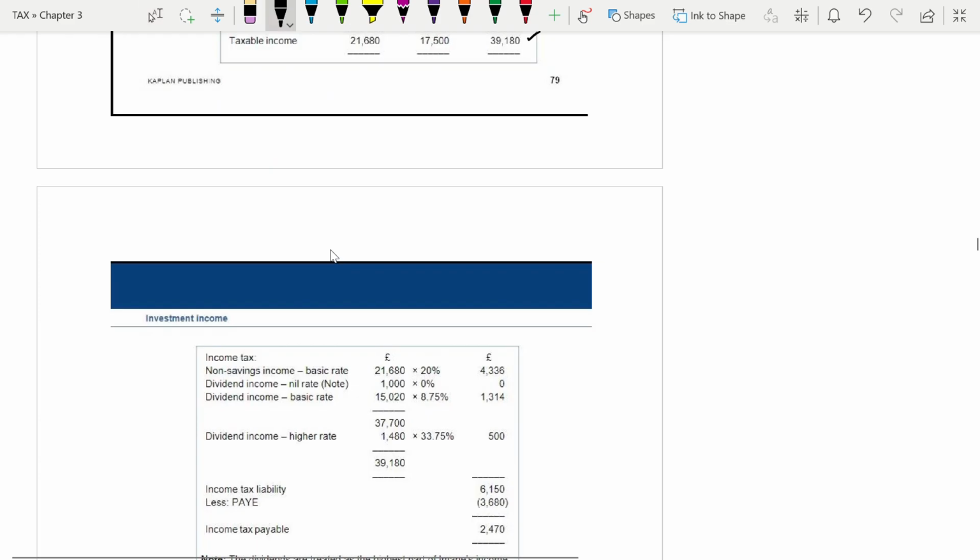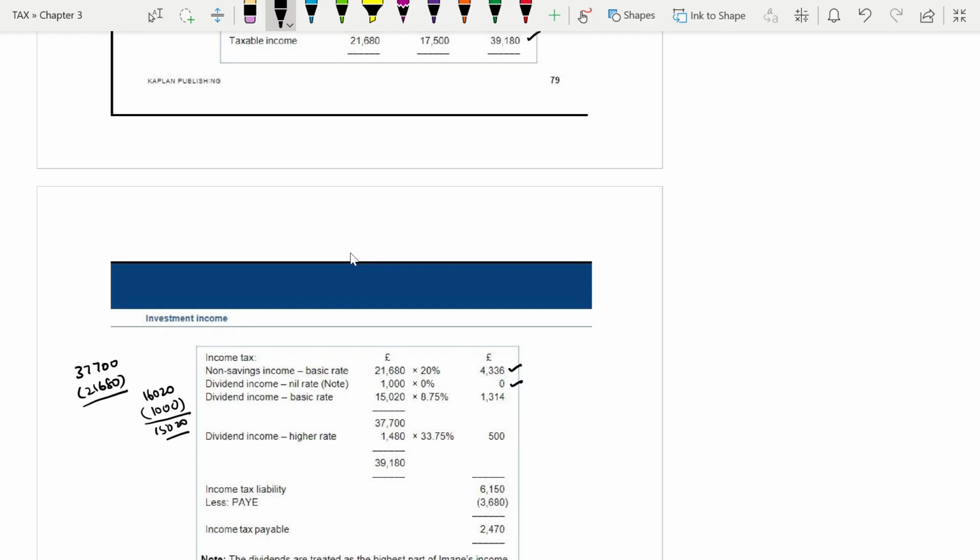21,680 is at 20%. First 1,000 is at 0%. The remaining balance amount, how much is the 17,500? Is it right? 37,700. How much have you deducted for savings income? 21,680. 37,700 minus 21,680 comes to 16,020. Now, how much have you deducted for the dividend income? 1,000, the nil rate band. How much is there? 1,520. We are still within the range of 37,700.